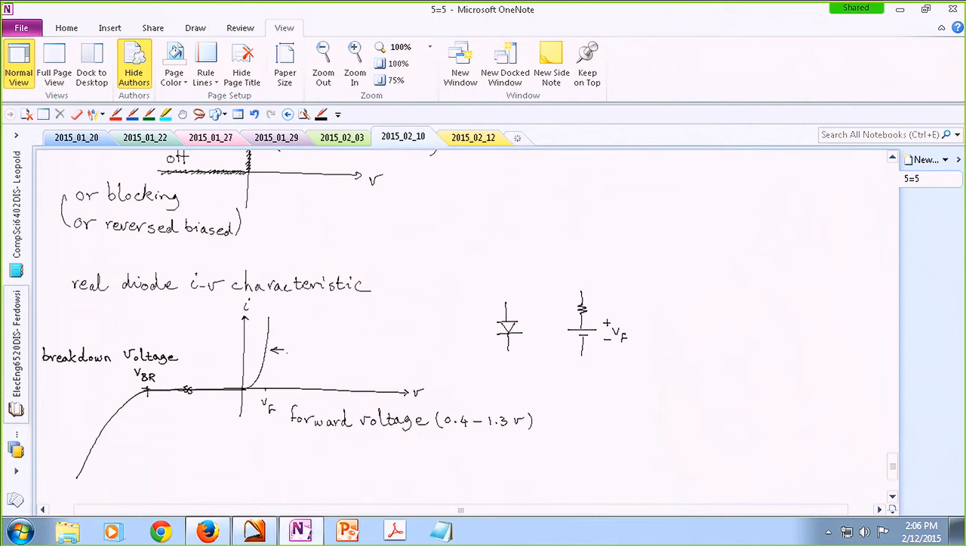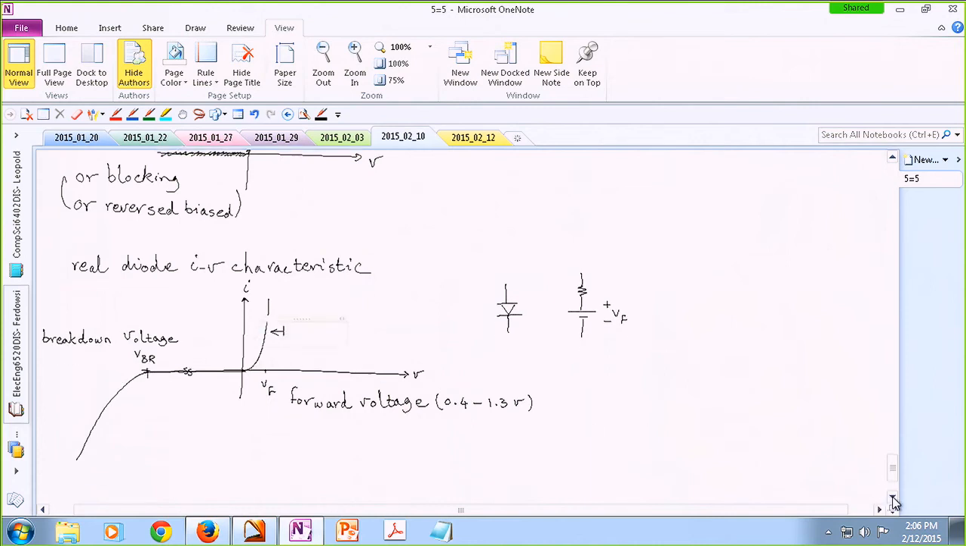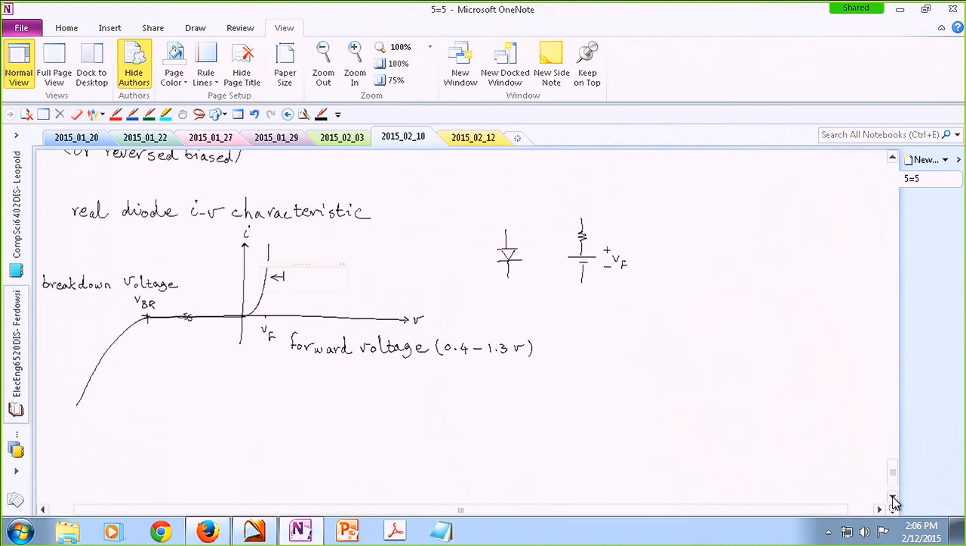So that's why in a lot of exercises you are asked about the average value of the current passing through the diode, because that's an indication of the losses in your diode, basically. All right, there's another phenomenon that diodes exhibit, and it becomes important in power electronics, which is called reverse recovery.